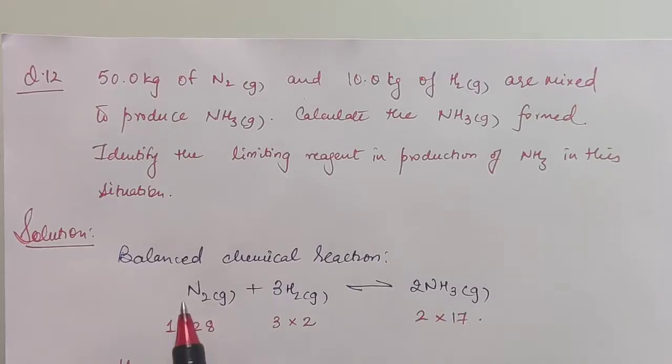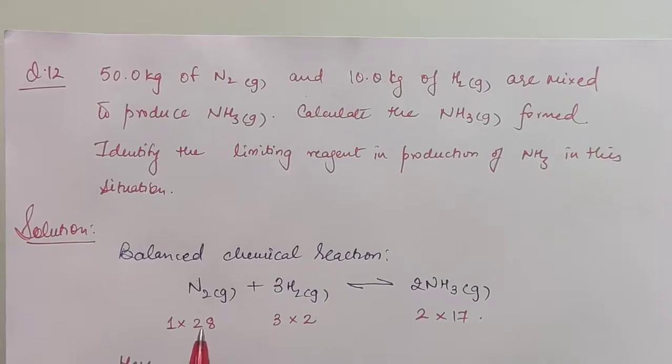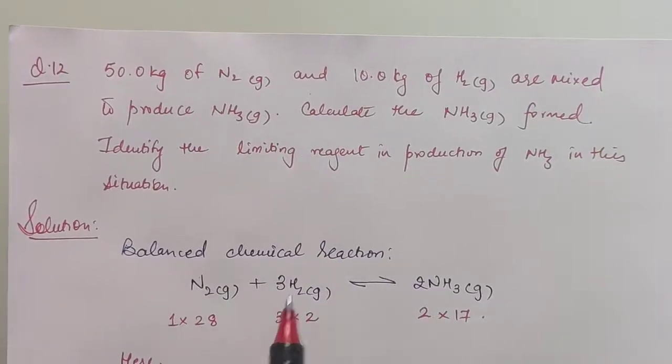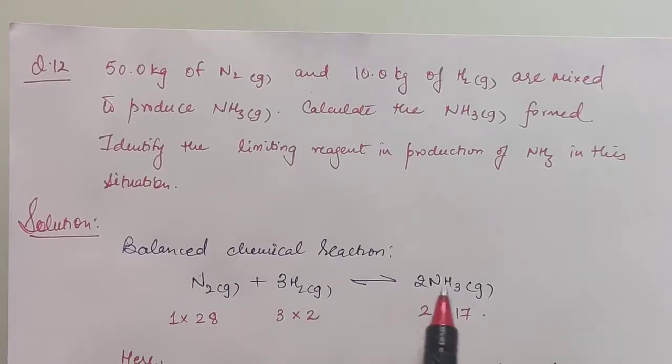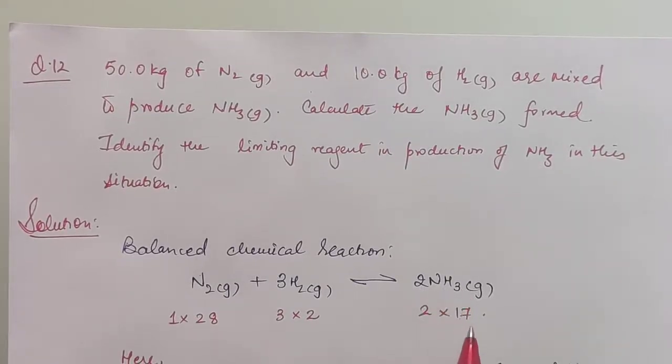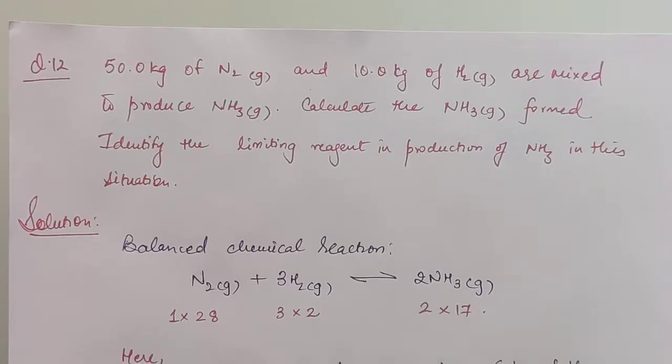So 1 mole of nitrogen consumes 3 moles of hydrogen to produce 2 moles of ammonia. Okay? And the reaction is reversible, students. You might be seeing at the foot that I have also multiplied the stoichiometric coefficients with their molar masses, right? So can you see 1 mole of nitrogen gas N2, which is diatomic, students. So it is 28. 3 moles of hydrogen, so 3 into 2, and 2 moles of ammonia. Ammonia's molar mass is 17, students. So 2 into 17. Clear?